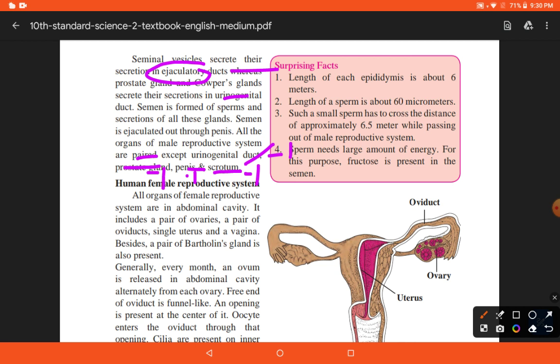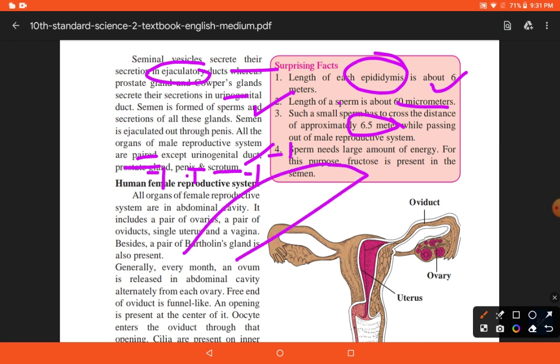Now there are some surprising facts: the length of each epididymis is about 6 meters and the length of each sperm is about 60 micrometers. This was what I was willing to tell, but because of pausing the video I just forgot. Now such a small sperm has to cross a distance of approximately 6.5 meters. You can see the epididymis, right? The epididymis is, let's say, 6 meters long here, and here are the sperms. They have to cross such a long distance while passing out of the male reproductive system. Just 6 meters, 0.5 meters, the urogenital duct and all that.